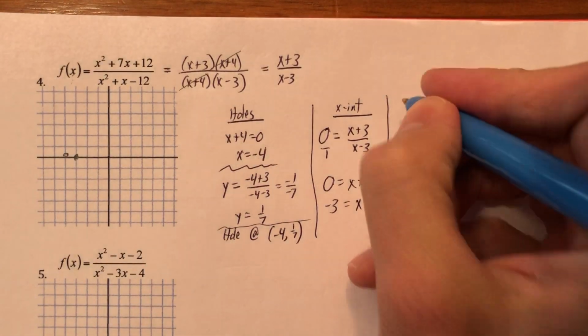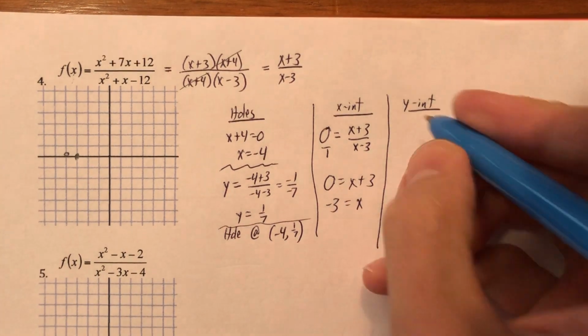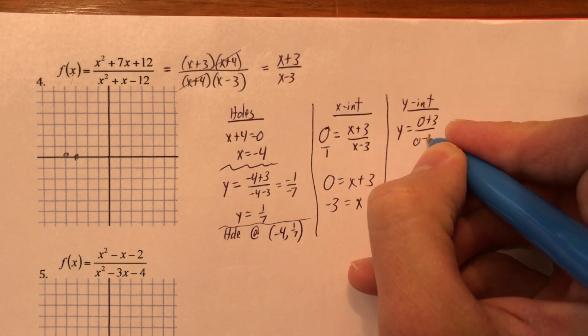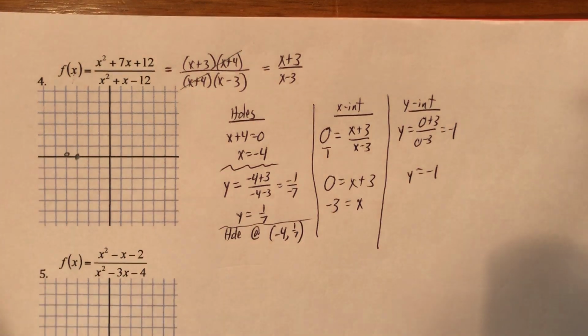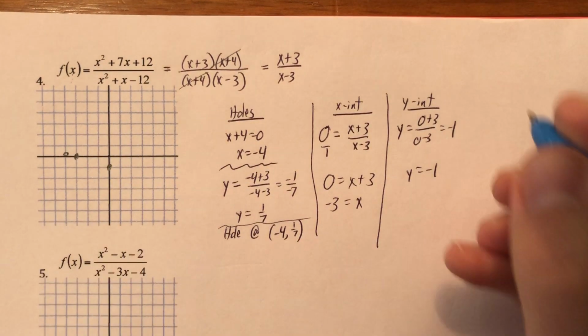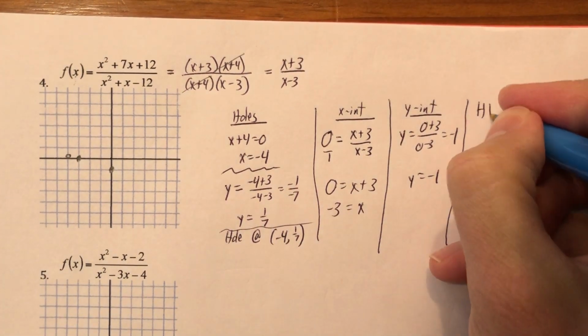All right, what's my y-intercept? Y-intercept is where x equals 0. This is the easy one. So y equals 0 plus 3 over 0 minus 3. That's equal to negative 1. So y equals negative 1. Sweet. Okay, let's find the HA.